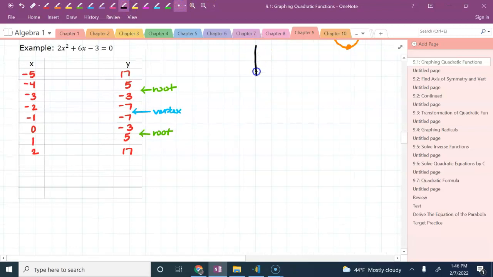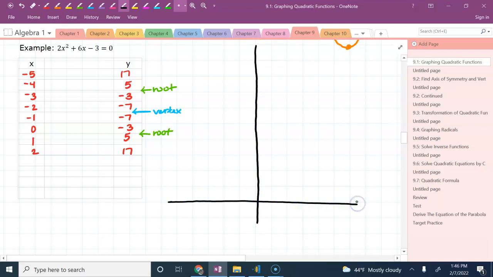Okay, and then I'm going to go ahead and graph this one. Now I probably will not be graphing -5, 17 and 2, 17, because that's going to be way too far off my graph for me. But -4 is up at 5. -3 is at -3.